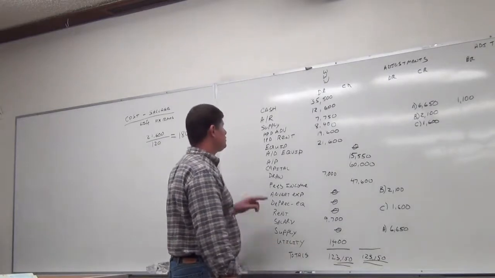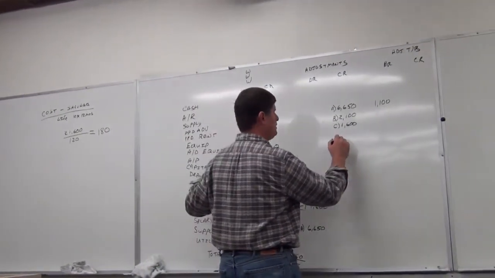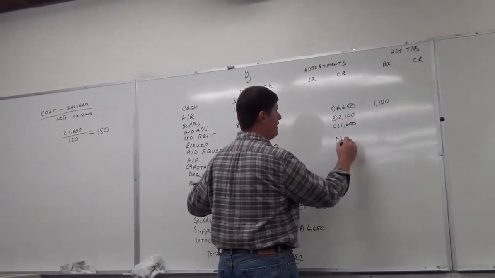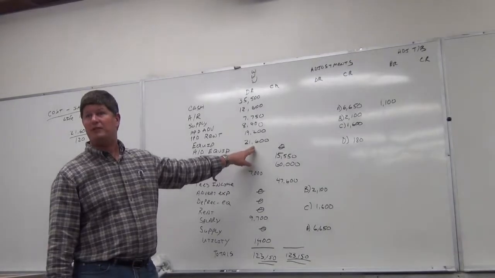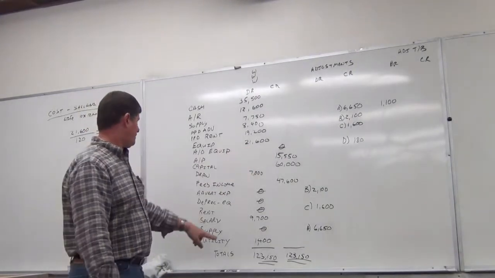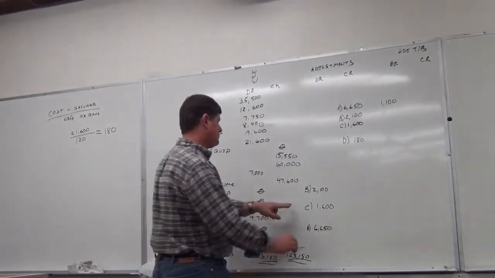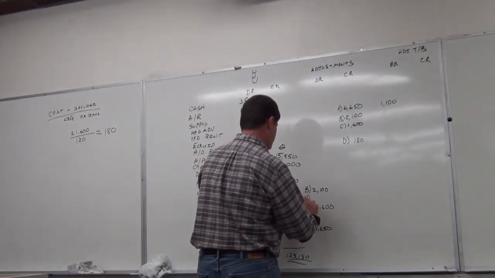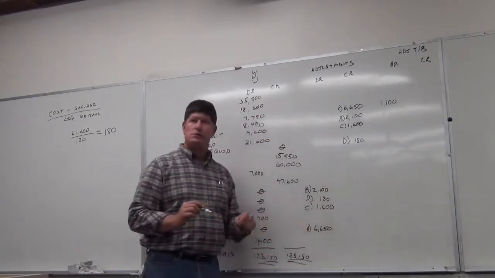So my accumulated depreciation gets a credit, right, to reduce the balance of the asset over time. And my depreciation expense, remember, because we want a debit in the expense account, is the $180. Good?